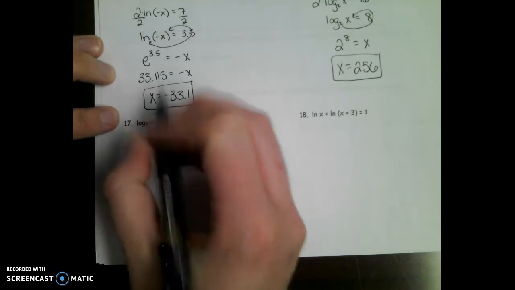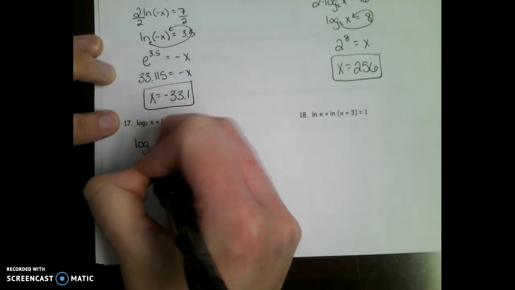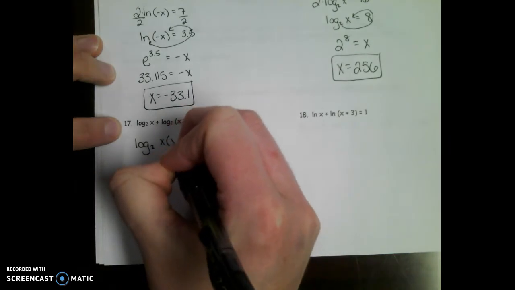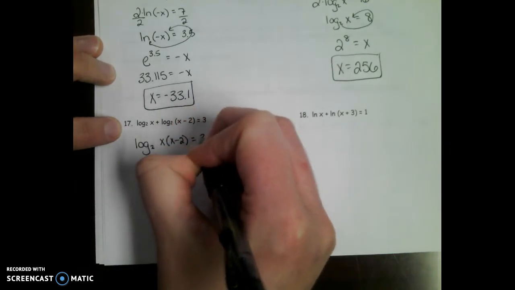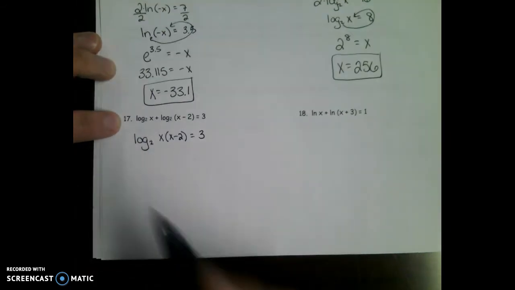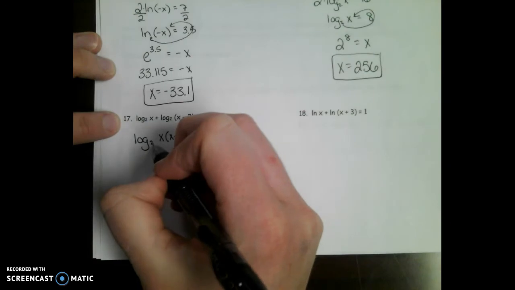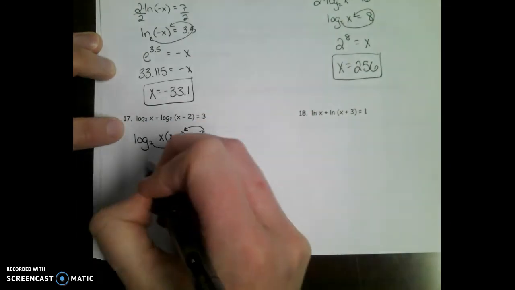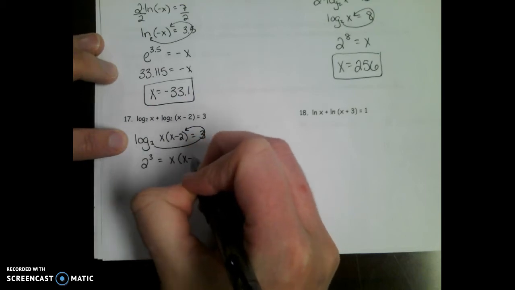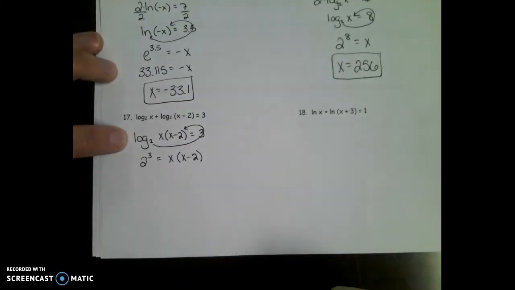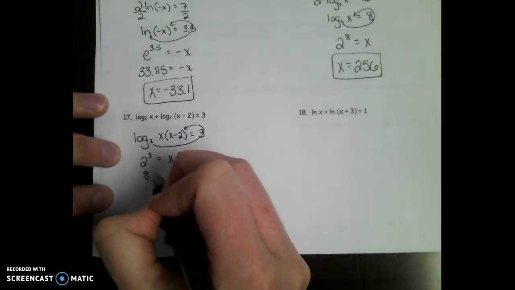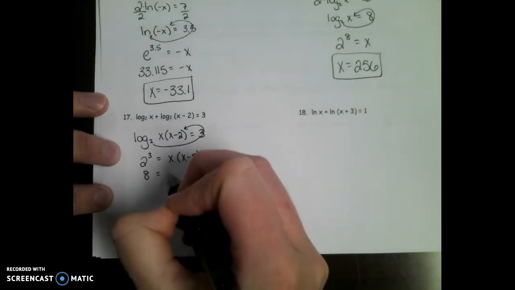So addition between the logs means multiplication. So this is log base 2 of x times x minus 2 equals 3. Now we're stuck. Now we need to do the log right. 2 to the 3rd equals x times x minus 2. 2 to the 3rd, we can plug that into the calculator. That's 8. We need to distribute.